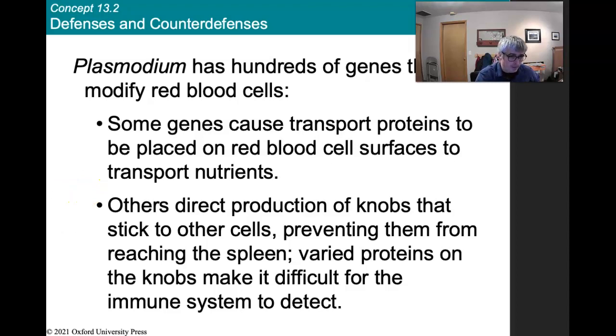The next section will be on coevolution, so we'll wrap this one up here.